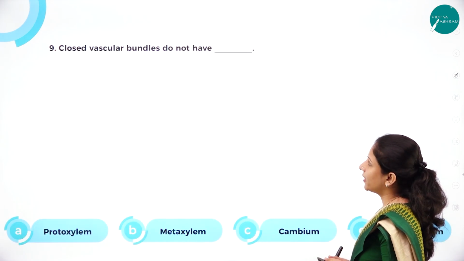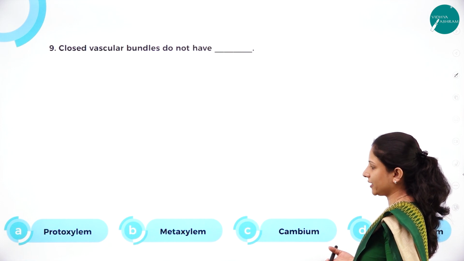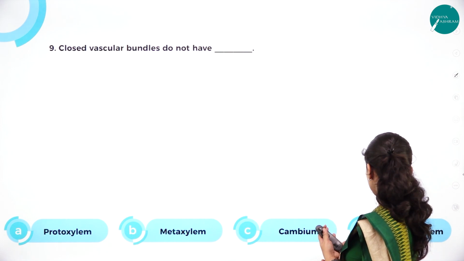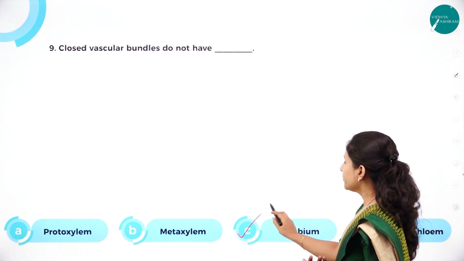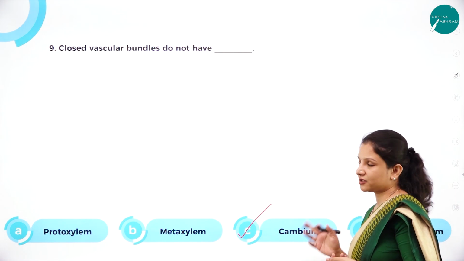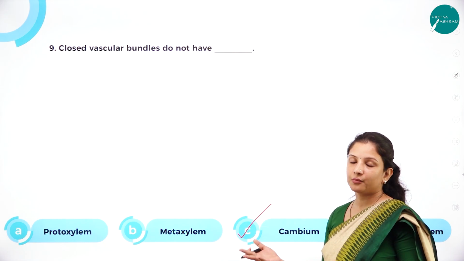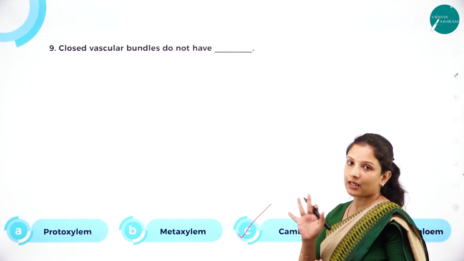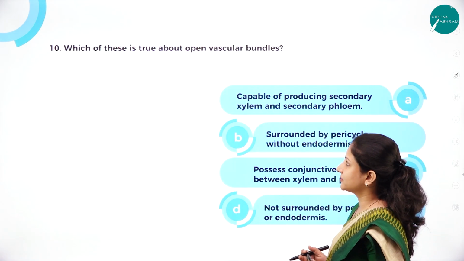Closed vascular bundles do not have what? They do not have protoxylem. They do not have metaxylem. Of course, they have the xylem. They do not have cambium. They do not have protophloem. They do not have cambium because the cambium ring is present only in open vascular bundles, not in closed conjoint vascular bundles. In closed vascular bundles, they do not have the cambium ring between the phloem and the xylem. Option C is the right answer here.